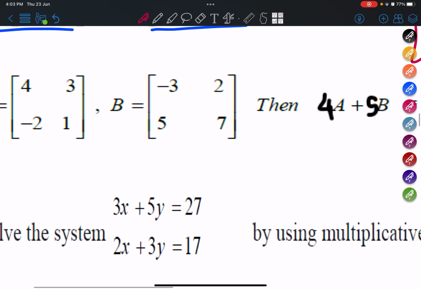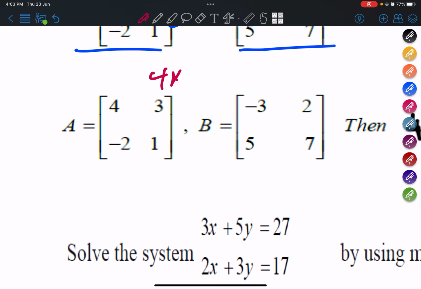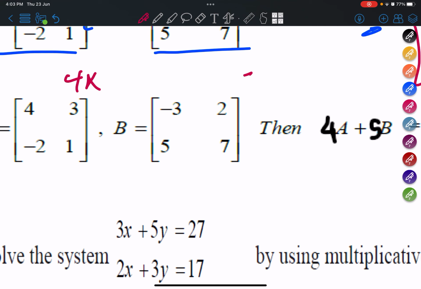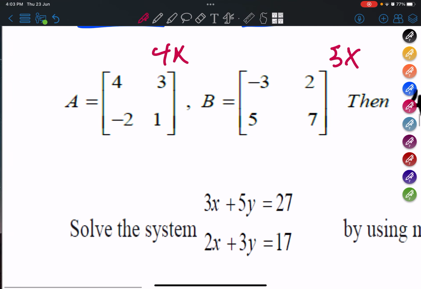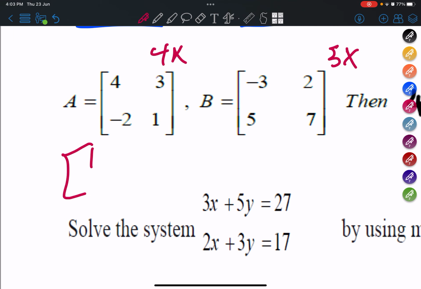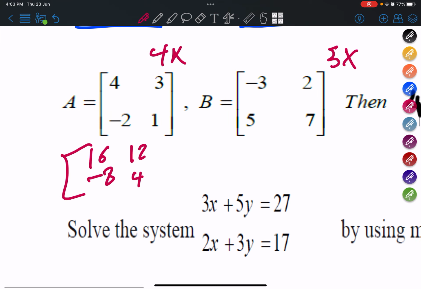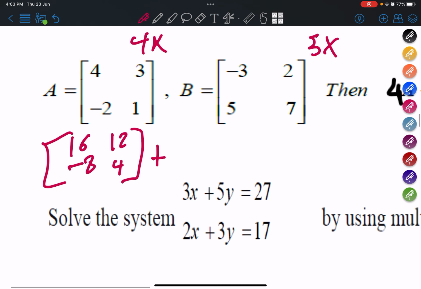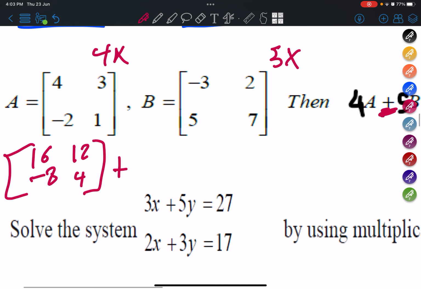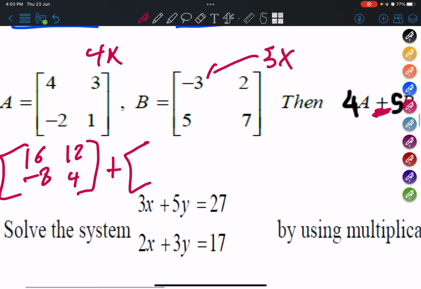Now we can do the same thing here. Times everything here by 4. Times everything here by 5. Okay, so 4 times 4 is 16, 4 times 3 is 12, 4 times negative 2 is negative 8, and 4 times 1 is 4. Now plus, just as asked in this question, the second matrix. So here 5 times negative 3 will be negative 15. 5 times 2 will be 10. 5 times 5 will be 25.